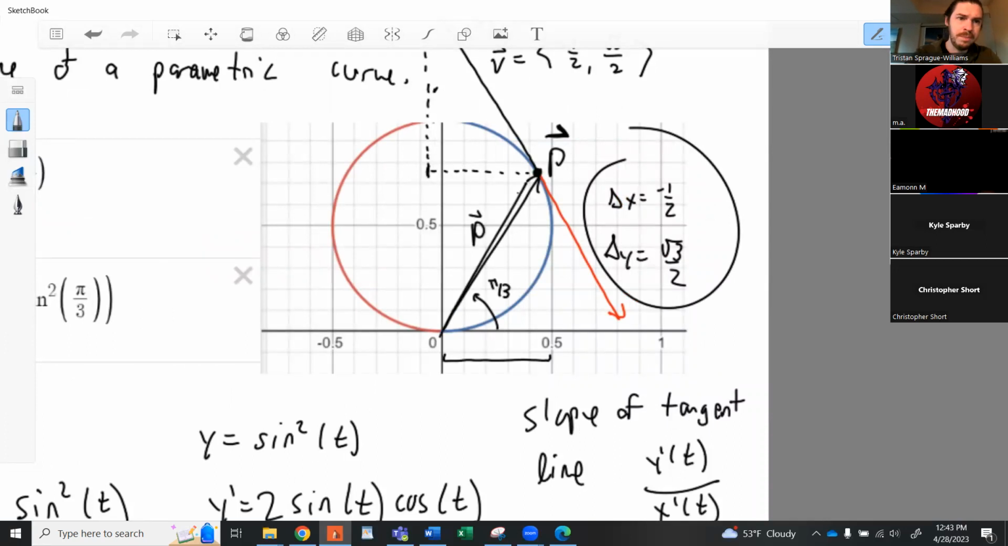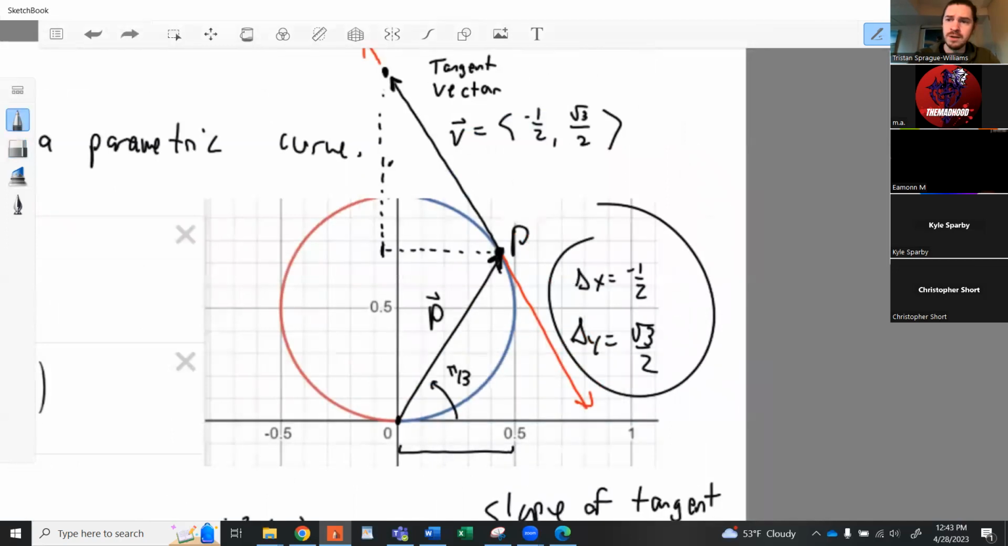So this is the vector P. If this is just the point P, the vector P is a vector from the origin that points to that point, right? So that's the point P interpreted as a vector. And then what we're going to do is add to that. And if you've studied vectors, vector addition is added like tip to tail.